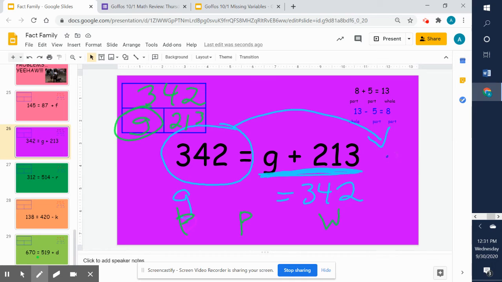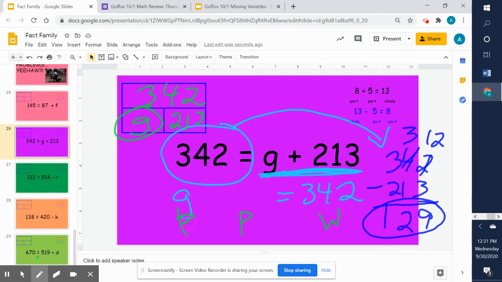So I have 342 subtract 213. Can't do 2 minus 3, so I have to go borrow. 12 minus 3 is 9. 3 minus 1 is 2. 3 minus 2 is 1. So my answer is 129. So g equals 129.